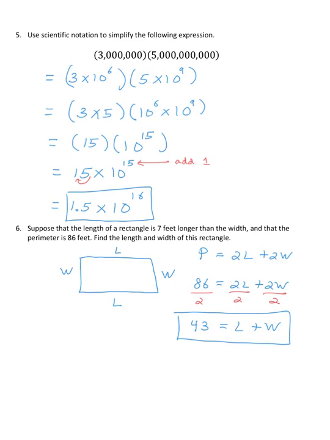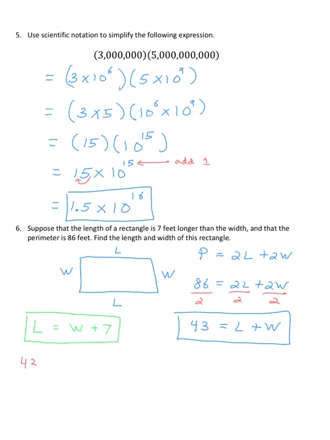To solve this problem, we need a second equation. And I'm seeing that it says the length of a rectangle, L, is 7 feet longer than the width. So this is the equation for that statement. The length is 7 feet longer than the width. To complete this problem, I'm going to take L, which is equal to W plus 7, and I'm going to put it right here. I'm taking these two equations and combining them into one. See what happens when we do that.